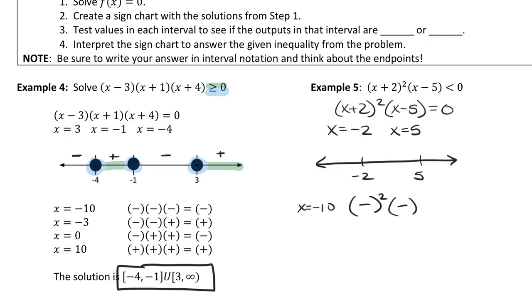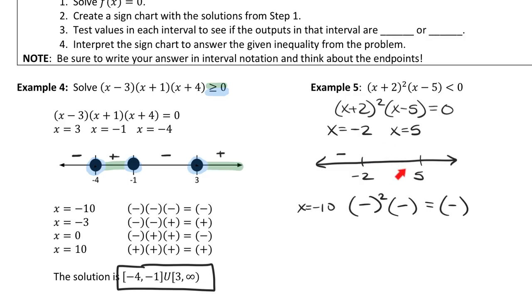Now we just have to figure out what the sign of the function would be there. What's negative times a negative? Positive. So then I have positive times a negative. This little section would be negative.